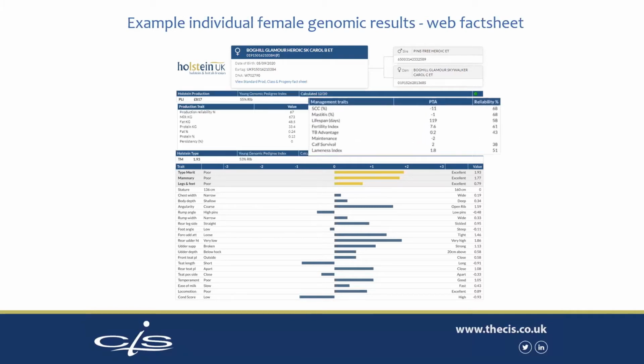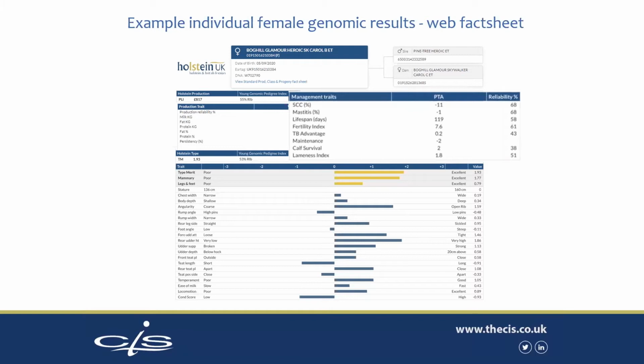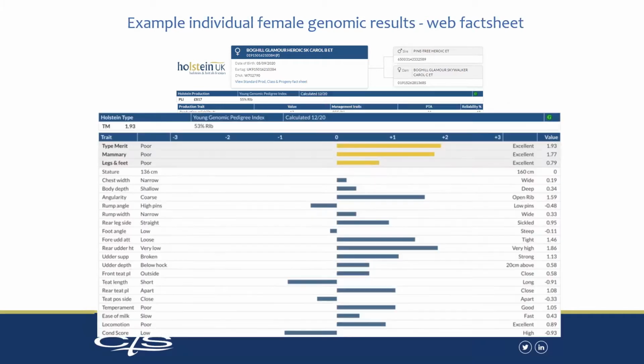In the next section, there's a group loosely grouped under management traits. These are mostly health traits, actually. And these are a mixture of PTA and indexes calculated from PTA. And you can see somatic cell count, for example, fertility index, and also indexes such as calf survival and lameness in there. And the third part of the fact sheet are the type results.